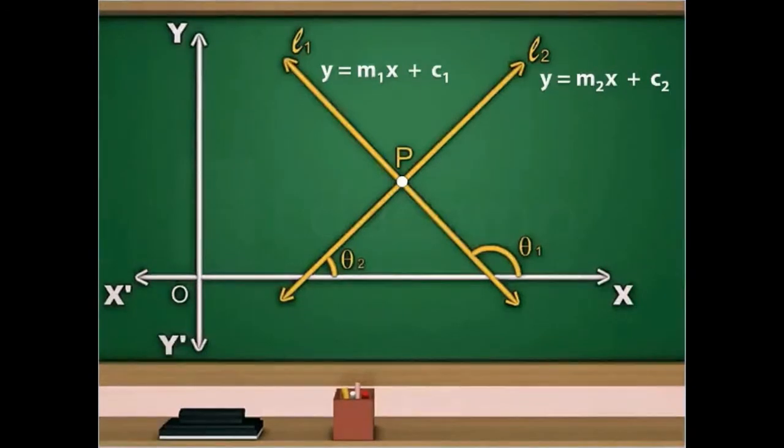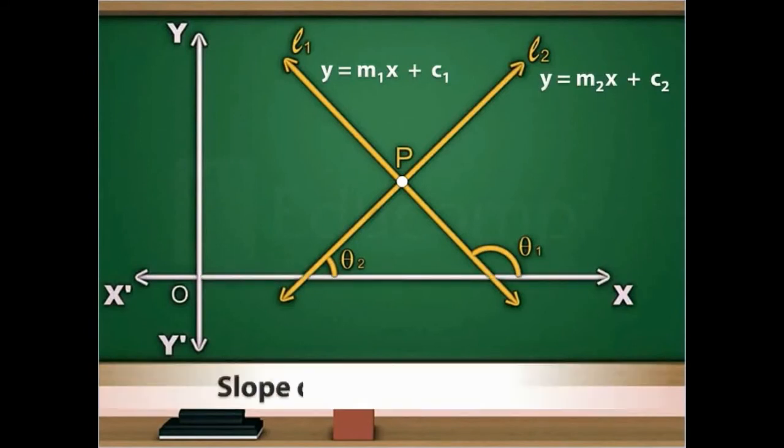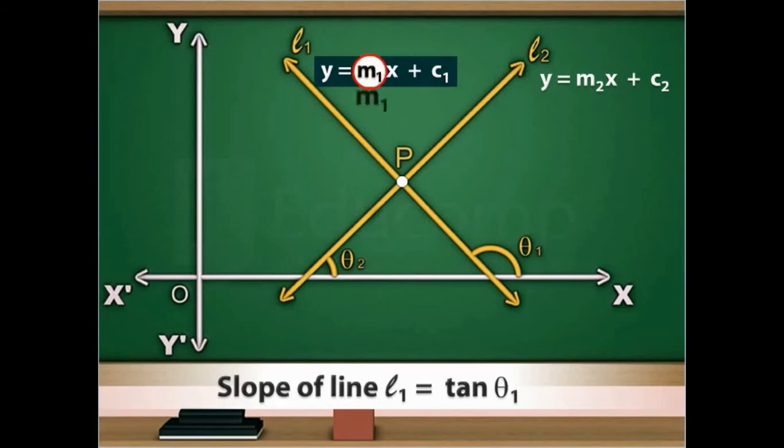Since L1 makes an angle θ1 with positive direction of x-axis, its slope is equal to tan θ1. Also, according to the equation of the line L1, slope of the line is m1. This helps us to conclude that m1 is equal to tan θ1.